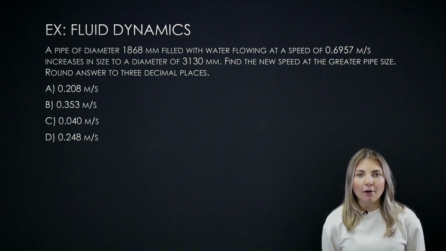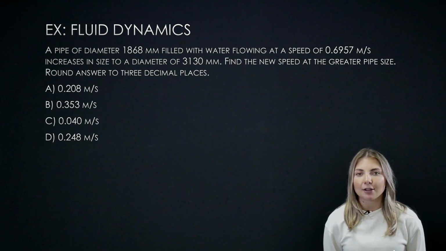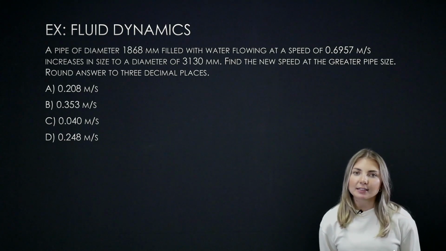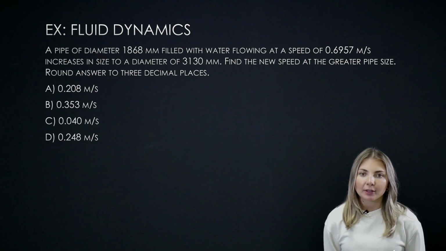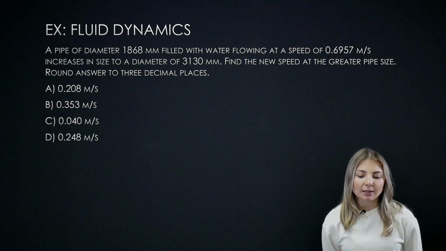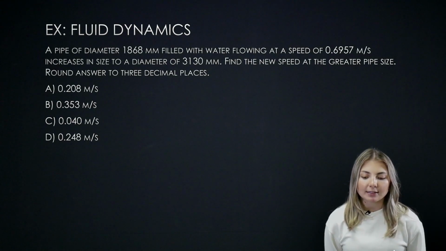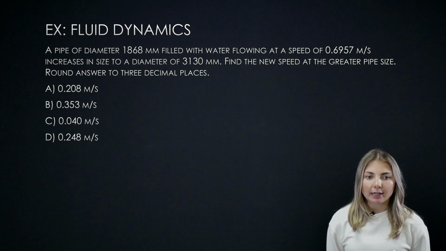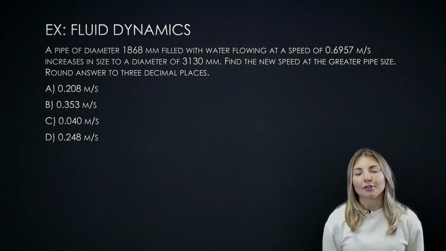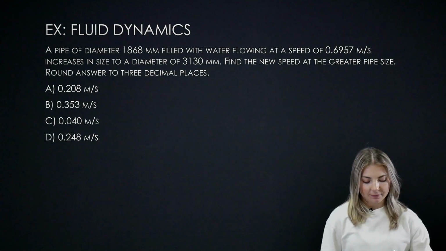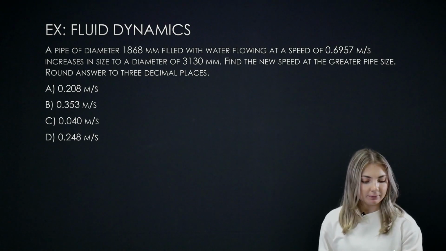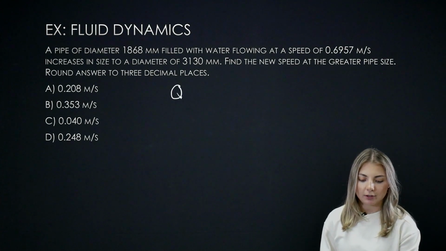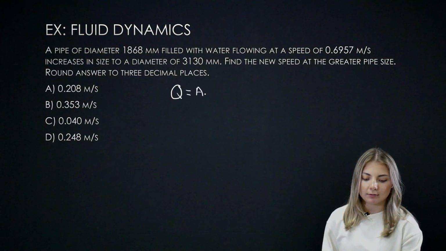Another important thing to note about the physics questions on the MCAT is that you're not given any formulas, so these are things that you need to memorize and be familiar with. Reading through this question, I can see that I'm given diameter of different pipe sizes, which could be applicable to area, and I'm given the speed at which the water is flowing. So knowing this, I'm going to apply the flow rate formula to this question. I'll start by writing this out: Q equals A1 times V1, which equals A2 times V2.